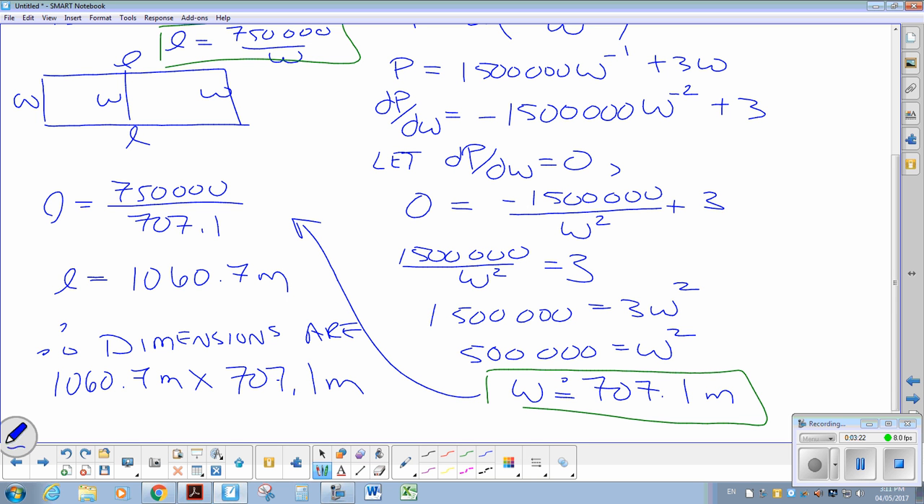Nice thing with this, you can always check it with your answer to see if you are back to what you needed to have. So we can see when I multiply those together, I get that very, very close to 750,000. So we know we did it correctly.